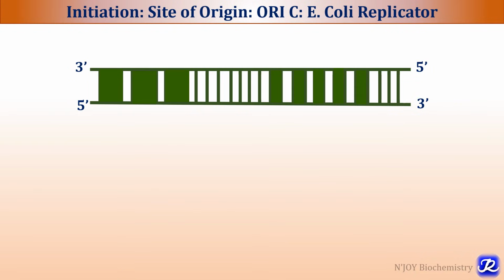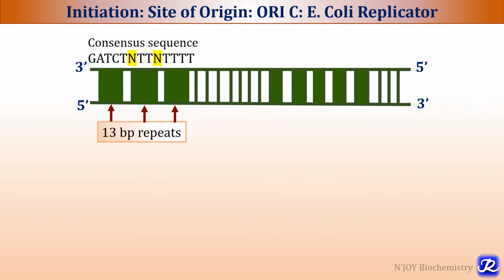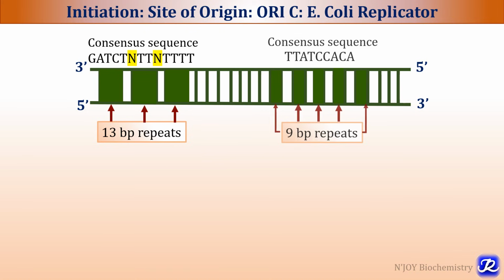This OriC where initiation begins is 245 base pairs long, and it has 2 types of repeated conserved sequences. There are 3 repeats of 13 base pair sequences rich in A and T bases, and 5 repeats of 9 base pair sequences. So there are two types of sequences, 13 base pair repeats and 9 base pair repeats.